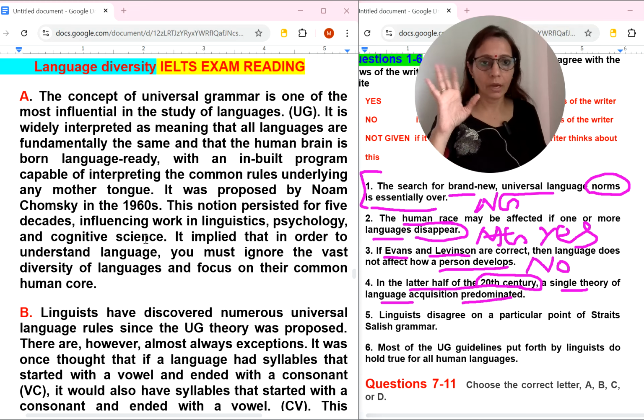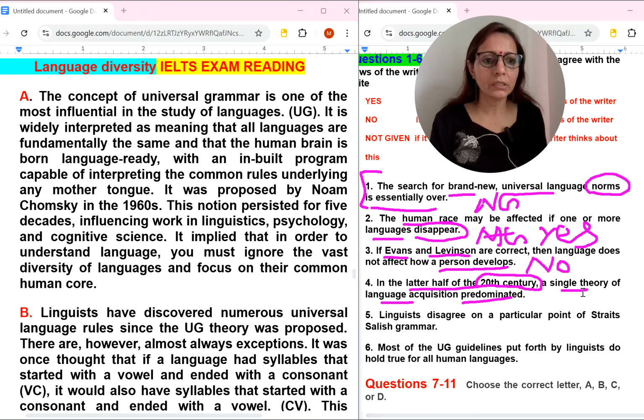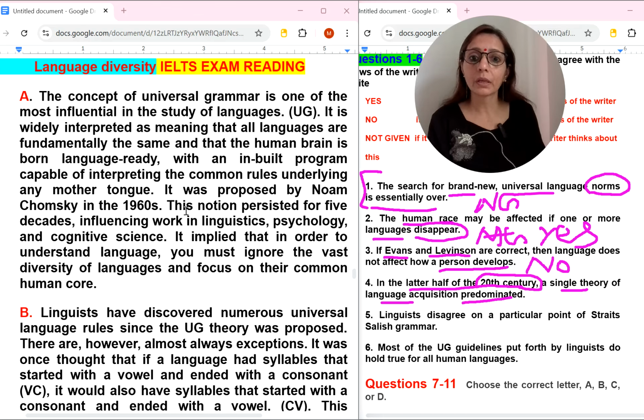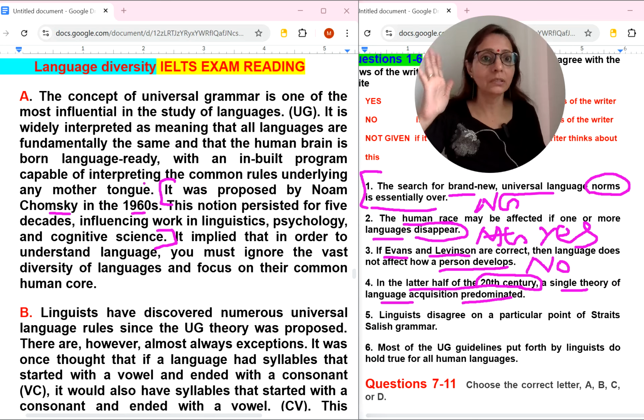Okay, so let's read it. In the later half of the 20th century, a single theory of language acquisition predominated. So here it was given, yes, it was proposed from here to here. You can read it and try to get the answer. It was proposed by Noam Chomsky in the 1960s. This notion persisted for 5 decades. It means it was dominated. It was predominated before 1960s they are talking.